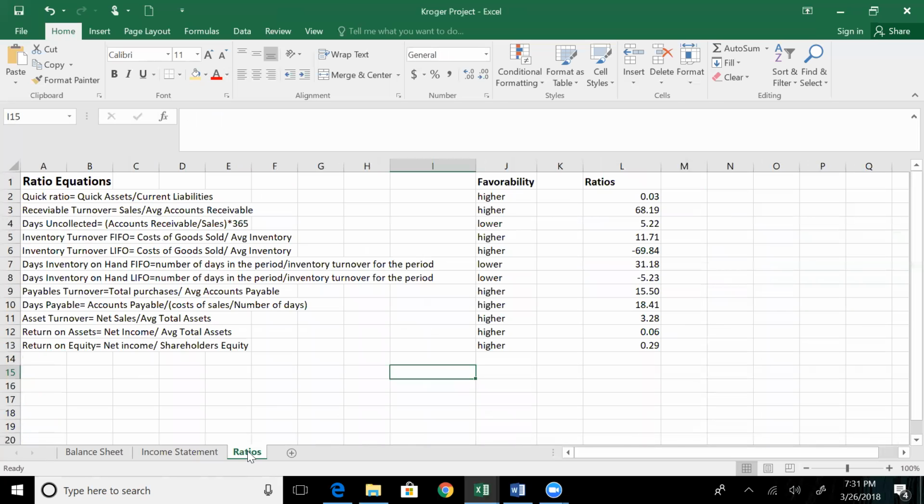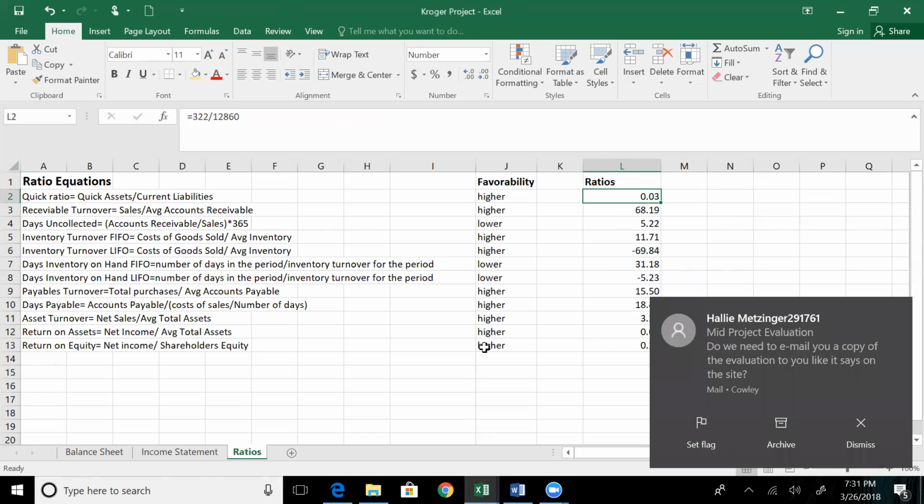Then on the third tab here, this student calculated the ratios. You're not required to write down the equations. It would be helpful when I'm grading, so I will be able to see how you calculated your information. But you can see here, based on her equations, that she took the quick assets divided by the current liabilities in order to calculate her ratios. And these are the ratios that you definitely want to talk about and refer to when you're writing your paper on how well the company is doing.